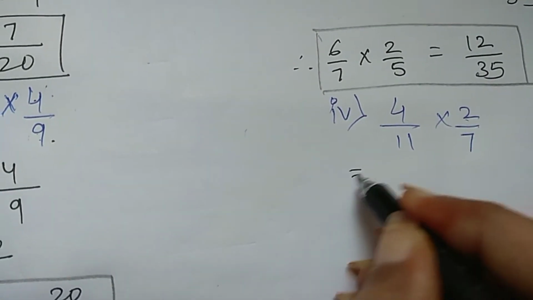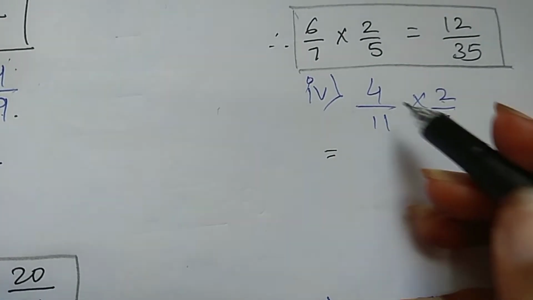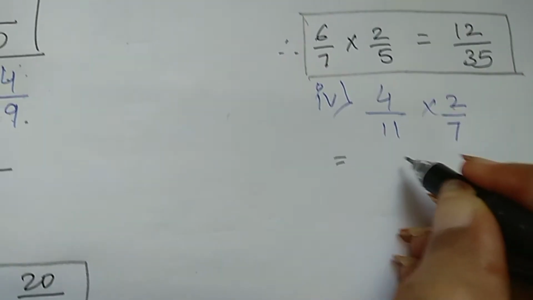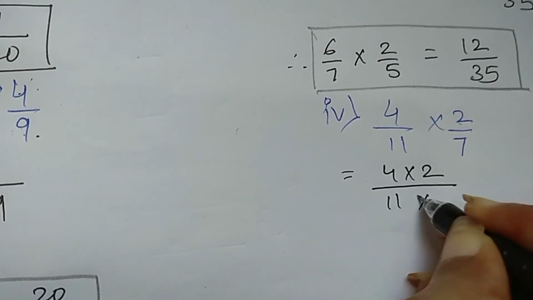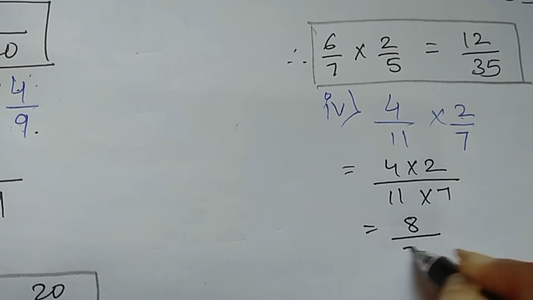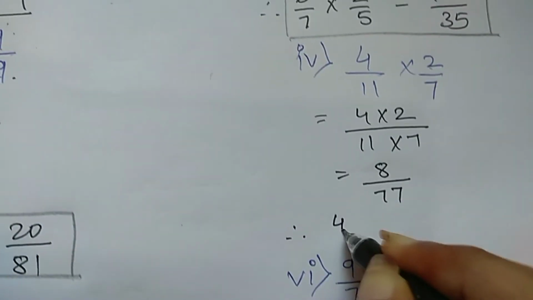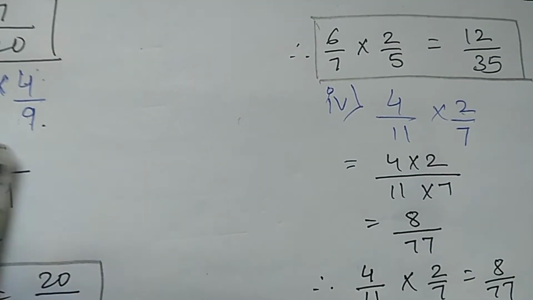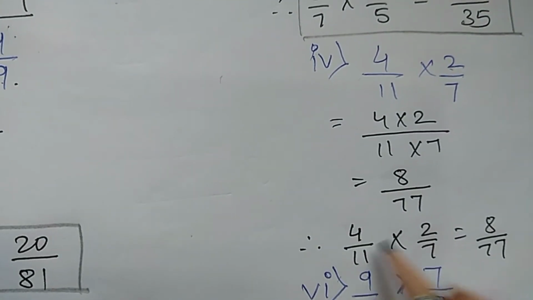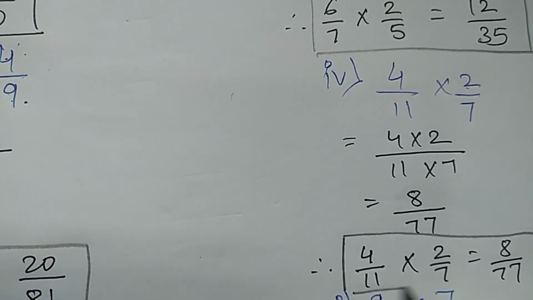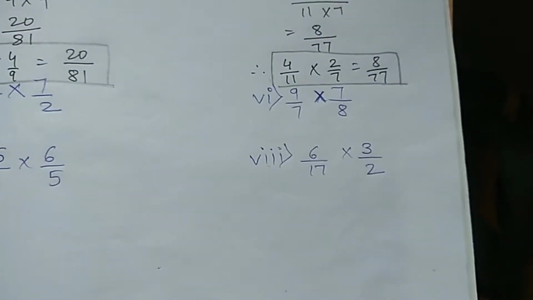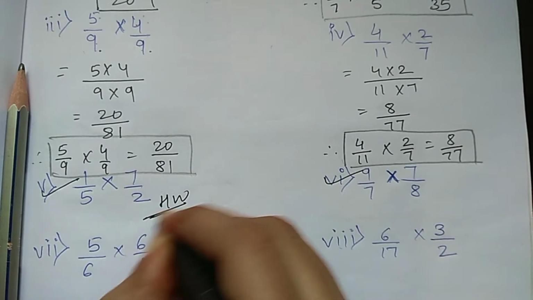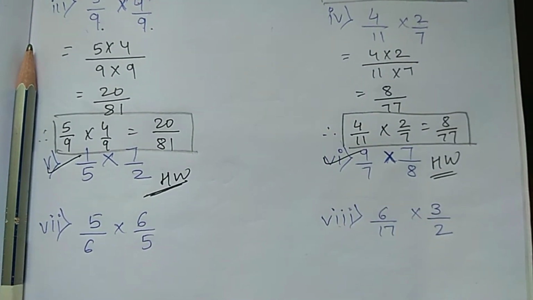Next. Same way, nothing can be reduced over here. We can see 4 upon 11, 2 upon 7, 4 upon 7, 2 upon 11. So directly we will multiply. This gives us 8 upon 77. Now fifth one and sixth one are for homework. Mark it as homework.